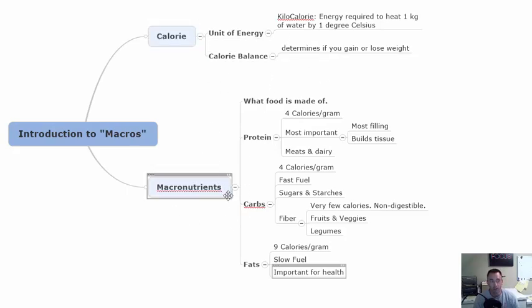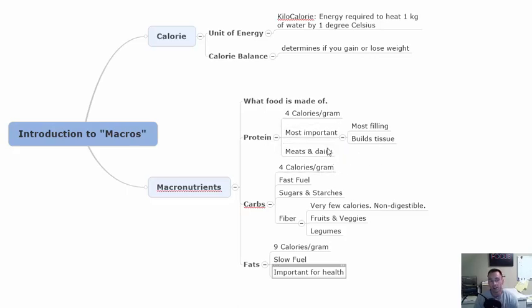Now that we understand what calories are, let's move over to macronutrients. Macronutrients are essentially the types of substances that foods are made out of, and there are 3 main classifications: protein, carbs, and fats. Protein is the most important macronutrient when it comes to body transformation, performance, and building muscle. There are 4 calories per gram, and it's the most important because it fills you up at a much lower calorie point and helps you manage your hunger well. It's also the building block for tissue, muscles, bones, and pretty much everything in your body.